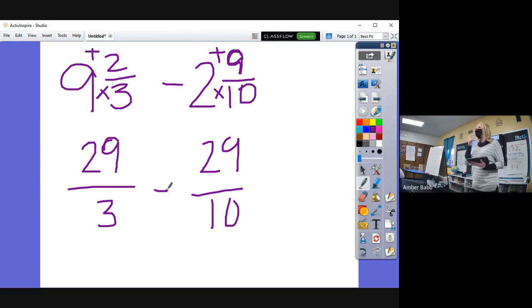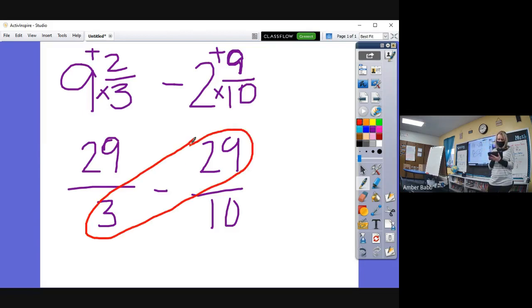So what could I do now? Butterfly. Yes, I could. So let's butterfly. Now, this is going to be a big number. I've got 29 times 3, and I'm not going to lie to you, I don't know what 29 times 3 is, so I'm going to come up here and do this. So 9 times 3 is 27.